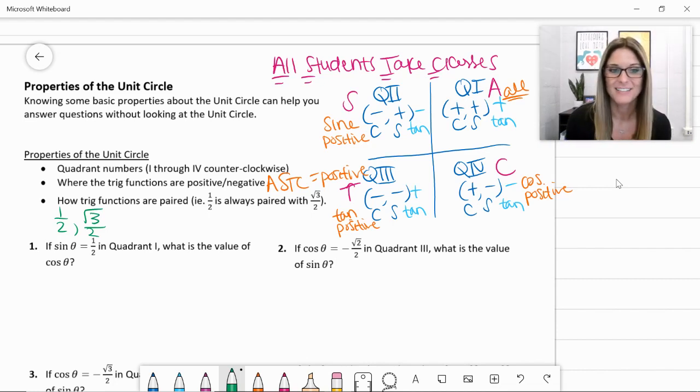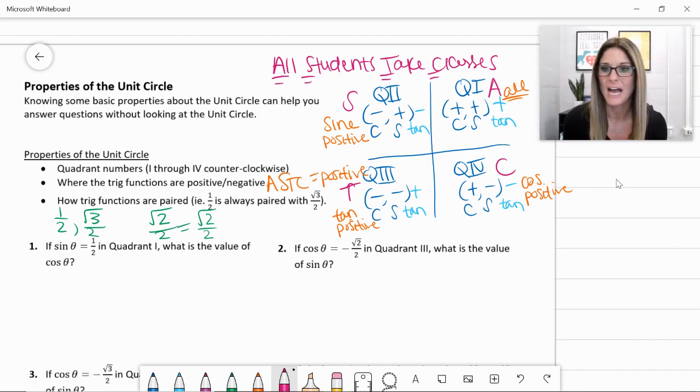Another one that's always paired together is square root of 2 over 2, which is always paired with another square root of 2 over 2. That's always at those 45-degree angles, sine and cosine. If it's a square root of 2 over 2, the other value, sine or cosine, is square root of 2 over 2. So those are some special pairings there. So let's see what we can put together for number 1.